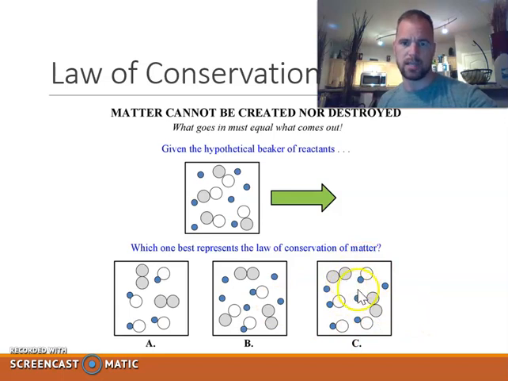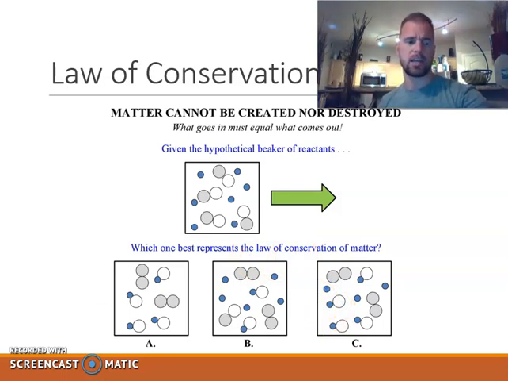C is actually the correct answer here. If you take a look at C, you have the 7 blue dots that represent 1 atom. You have the 4 gray dots that represent another atom. And then finally you have 4 white dots, which would represent atom number 3. They may be rearranged, but the idea is you still have the same amount of matter that you started with. And so that's why we balance chemical equations.